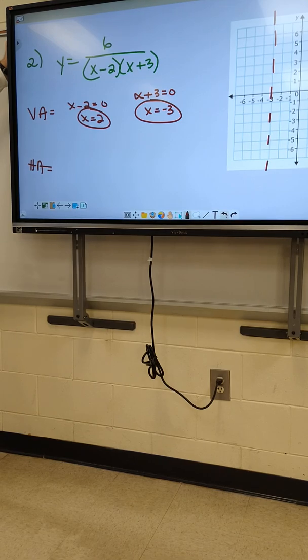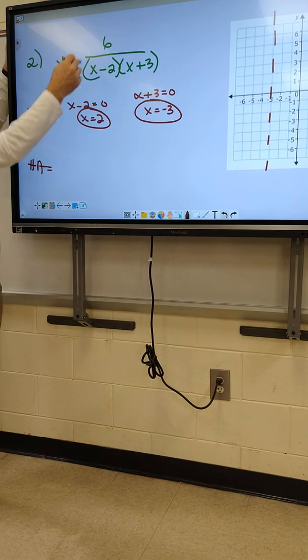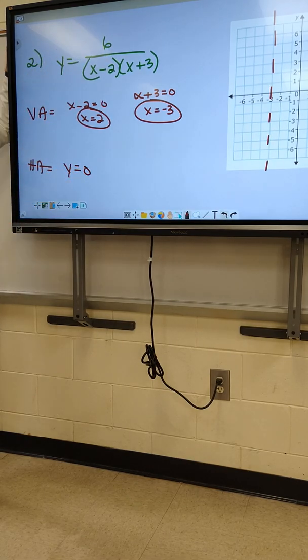All right, so when we find the HA, which type problem is this? Is this a problem where the exponents are the same and we divide, or is this a problem where you have exponents on the bottom and none on the top? Yeah, there's none on the top, so it's automatically y equals 0, just like we did on number 5.